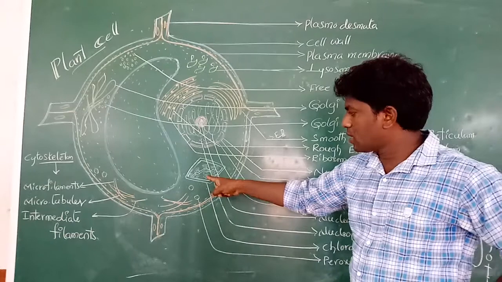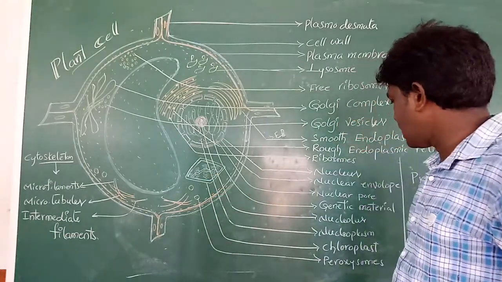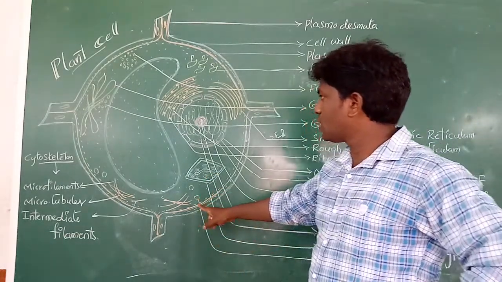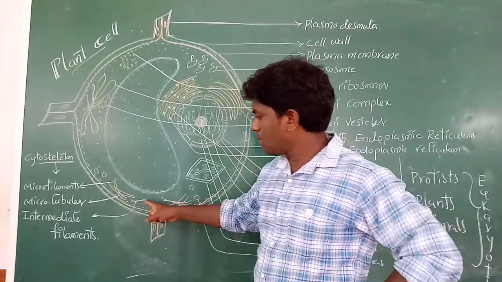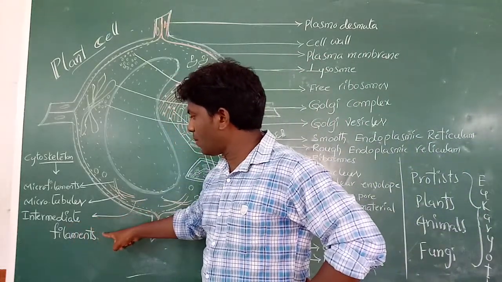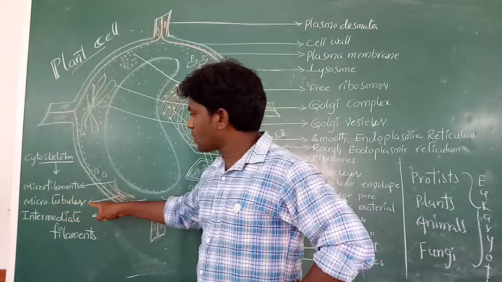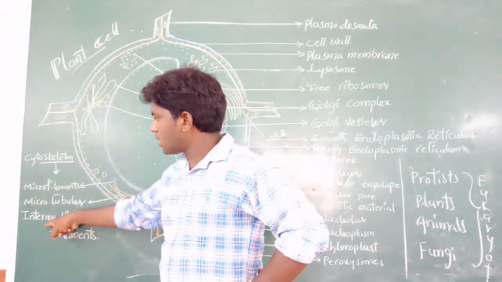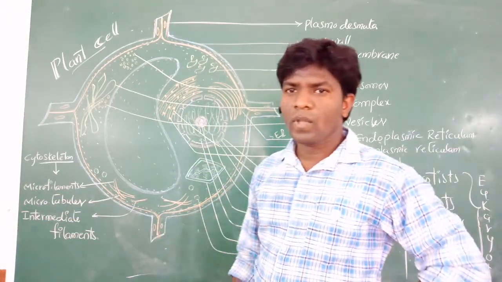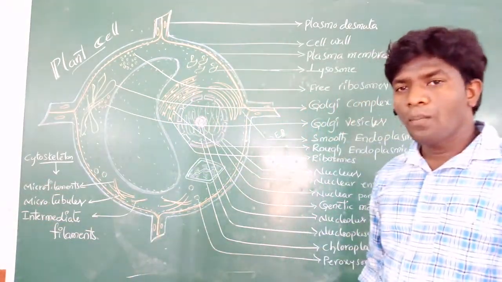And chloroplast, this is the chloroplast. And next, peroxisome. What is peroxisome? And next here, this is the intermediate filament and microtubules, microfilaments. So these structures belong to the cytoskeleton. So this is the structure of a plant cell.